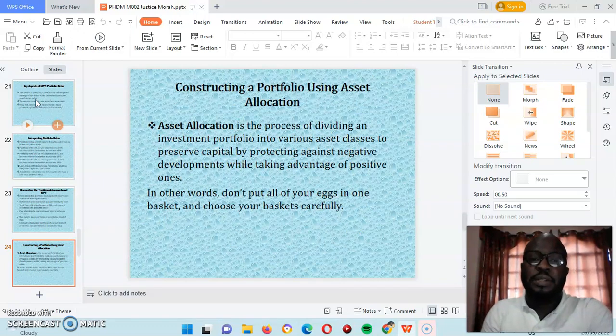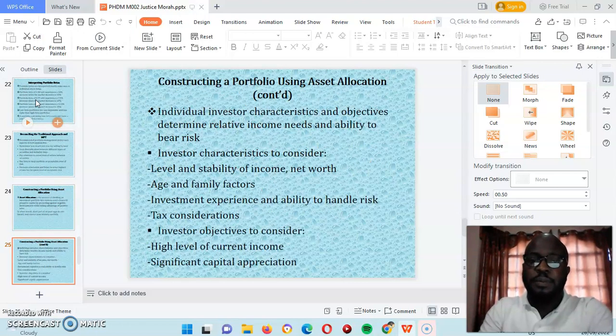Number one is asset allocation. Asset allocation is a process of dividing an asset portfolio into various asset classes to preserve capital by protecting against negative developments while taking advantage of positive ones. In other words, don't put all your eggs in one basket. That is, you need to choose carefully.